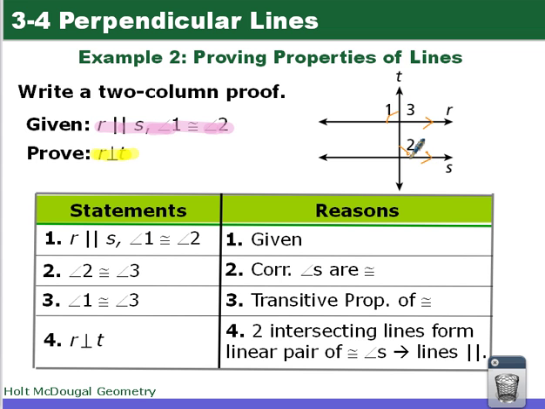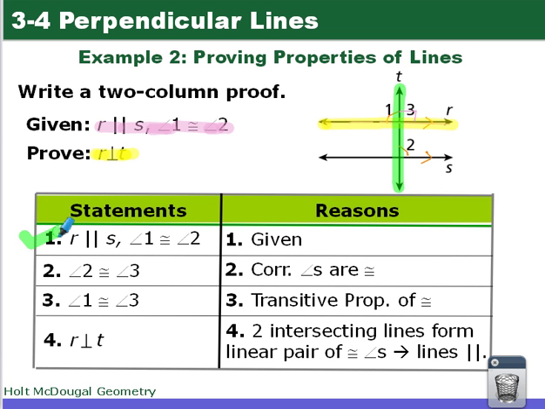All right, so we want to prove that R is perpendicular to T, so here's R. There's R. Here's T. So what we want to prove is these are perpendicular. All right, so let's go through our proof. We always start with what's given. R is parallel to S, and angle 1 is congruent to angle 2.